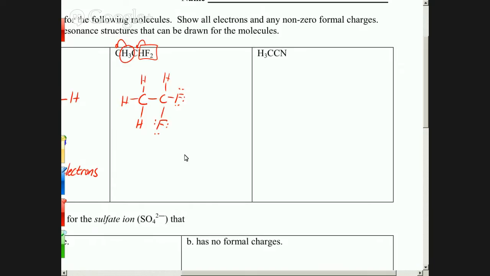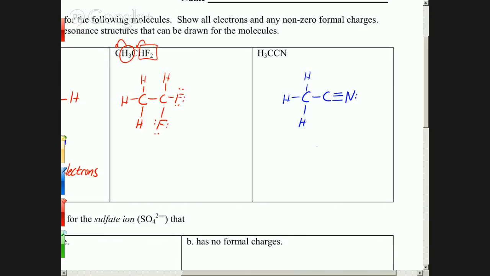Any ideas here? Yeah. Okay. So like that. And then we just fill in these 3 hydrogens here. Okay.